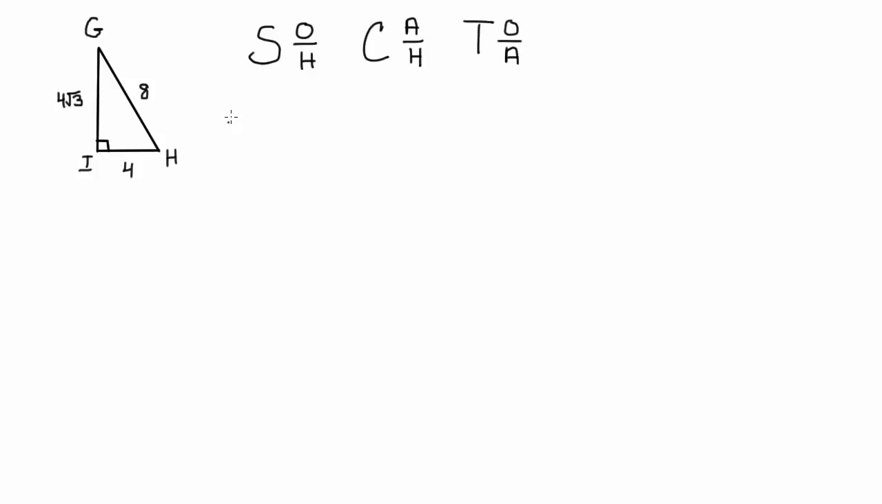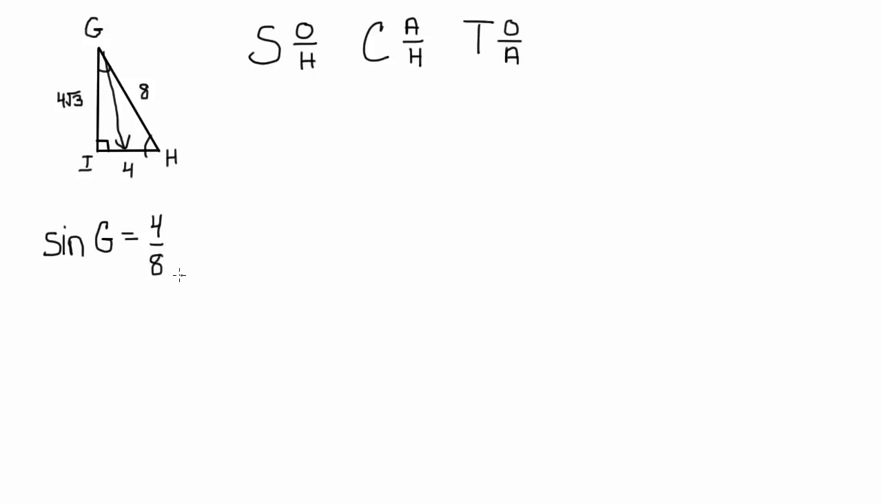It's very helpful. Okay, so again, the acute angles. My two acute angles are angle G and angle H. Let's start with G. The sine of angle G, remember, is opposite over hypotenuse. The opposite is 4 over the hypotenuse, which is 8.